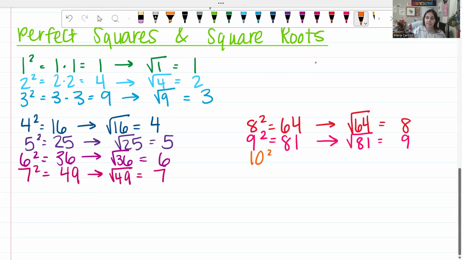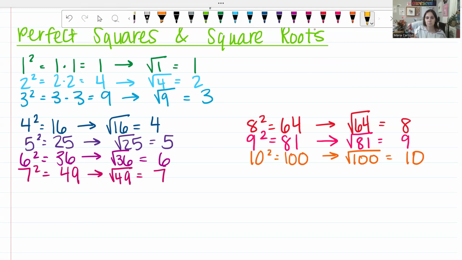10 squared is 10 times 10, or 100. So if I find the square root of 100, that is 10. 2 more I want to write down. 11 squared is 11 times 11, or 121. The square root then of 121 is 11.